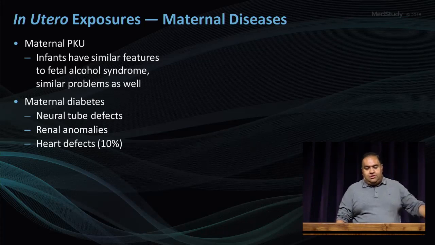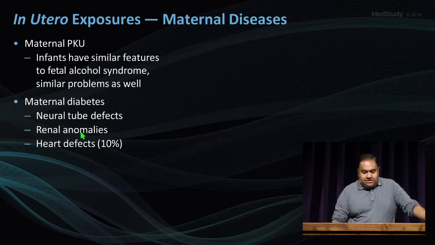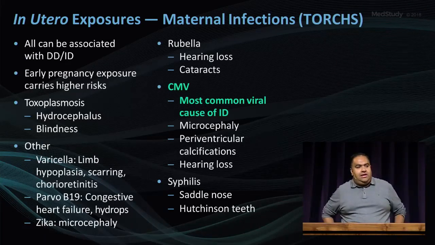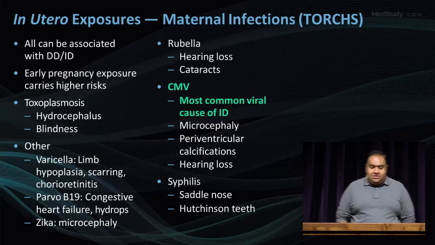Maternal diseases like maternal PKU have similar features to fetal alcohol syndrome. Maternal diabetes, we worry about neural tube defects, renal anomalies, and heart defects, and we'll talk about that in a second. All right, let's talk about TORCH and the TORCH infections. So these are the congenital infections.